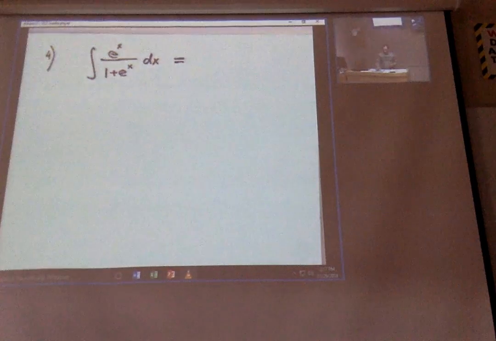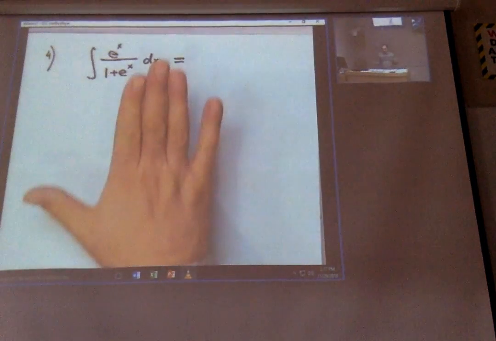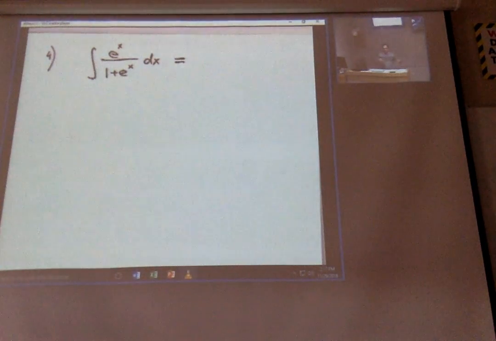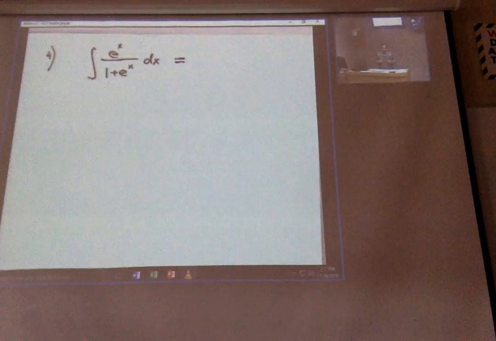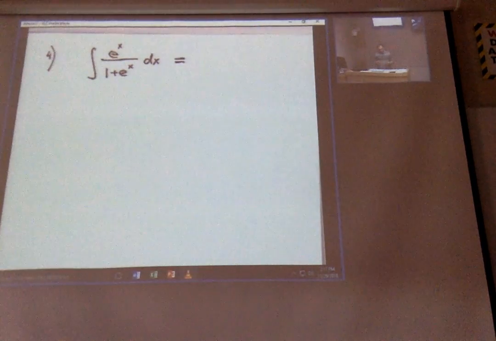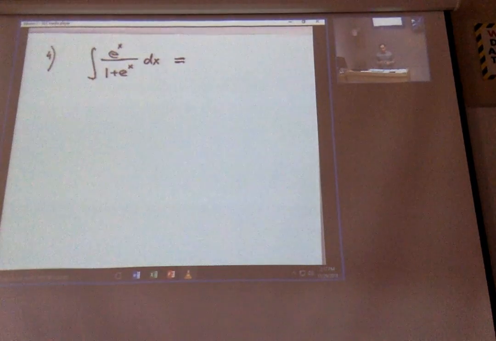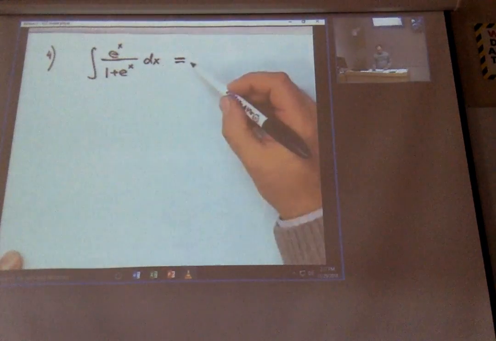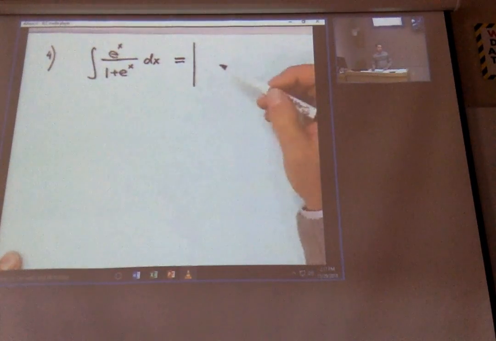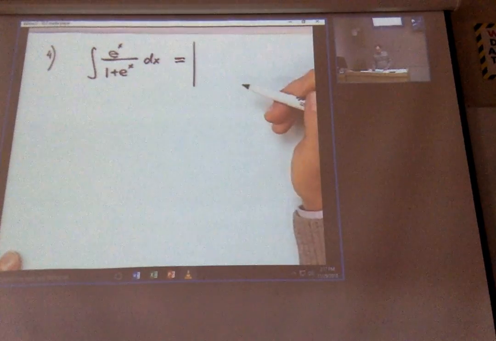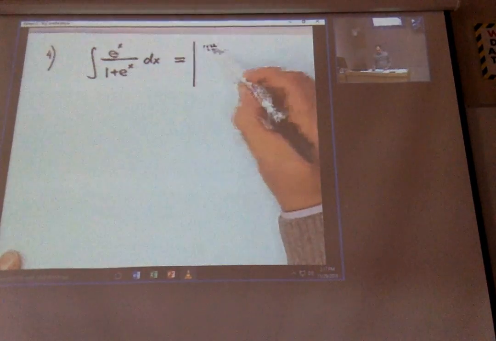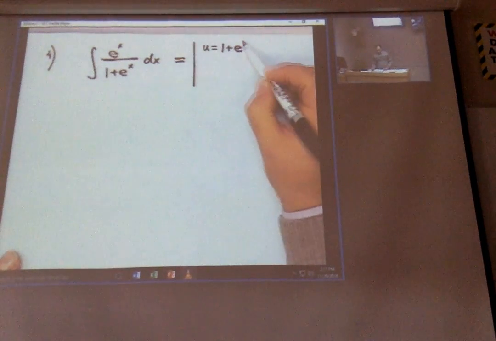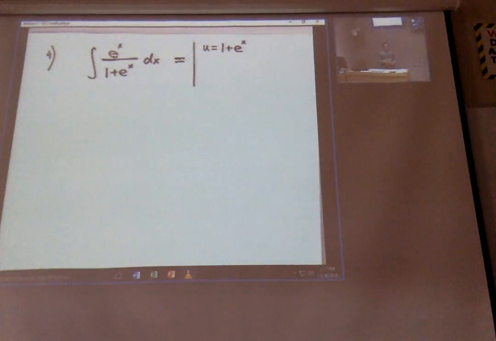If I take this as a function and think about the table of antiderivatives, there's nothing like this. Then if I go to substitution, what would I use? What will be the substitution? What is your guess here? 1 plus e^x. Now, we may say, well, can we just use e^x? And the answer is not really.